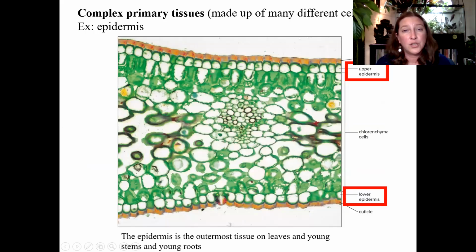Another complex primary tissue is epidermis. So epidermis should be a relatively familiar term because you have epidermis too, right? Humans have epidermis. It just means kind of like skin. And so on plants, the epidermis is kind of like their skin too. They have epidermis on leaves. They have epidermis on shoots or stems, and they have epidermis on roots. And it serves the same purpose that our epidermis serves.